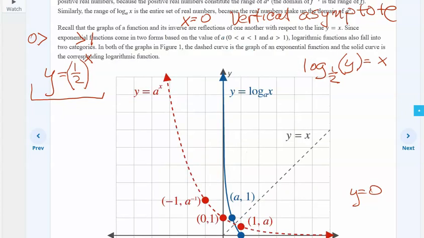And before we leave, we should mention too this dotted line here. The formula of it is y equals x. That is the axis of symmetry. Again, label as much as you want. Review is good.